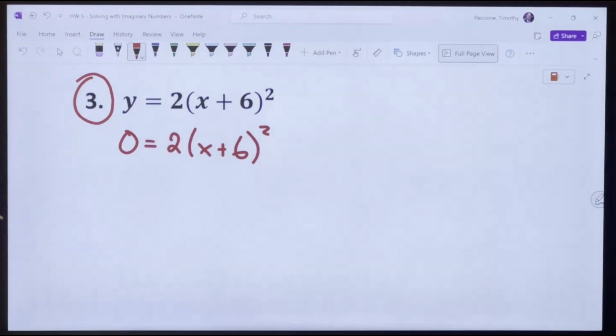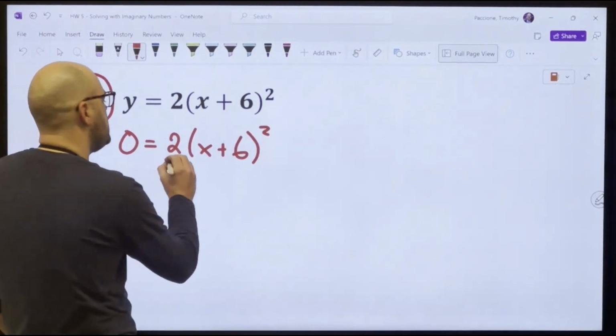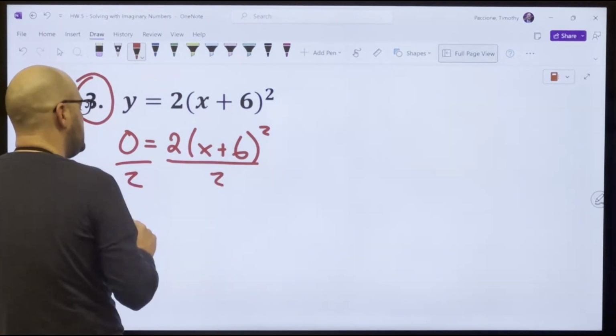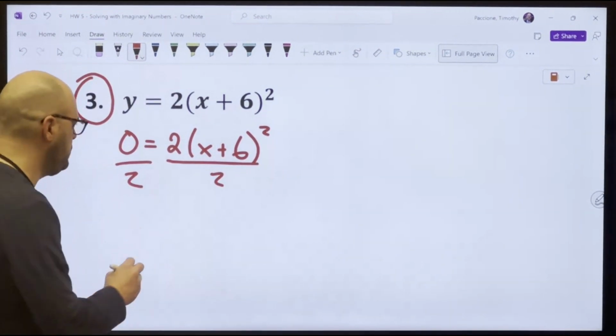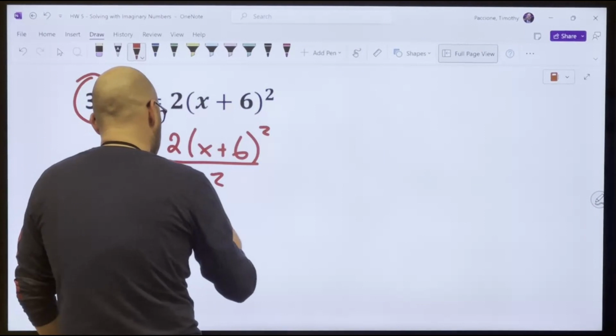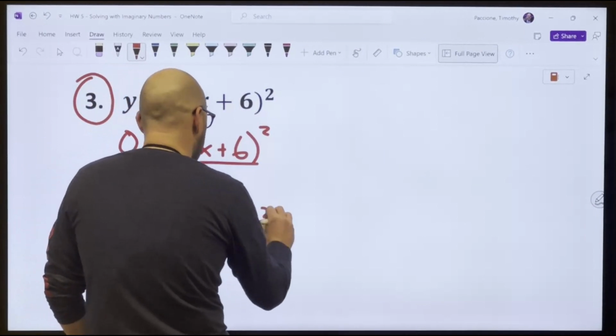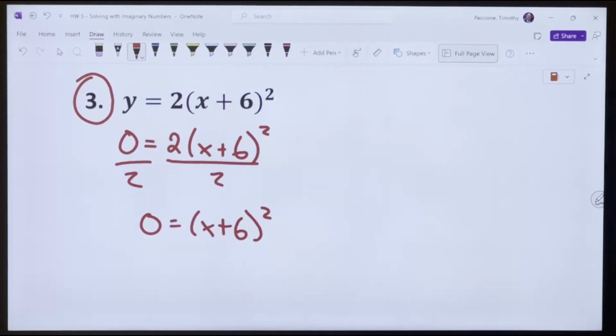I can't square root, it's not isolated. I have to divide by 2. What's 0 divided by 2? 0. 0 equals x plus 6 squared. Again, the only thing that would make that true is negative 6.